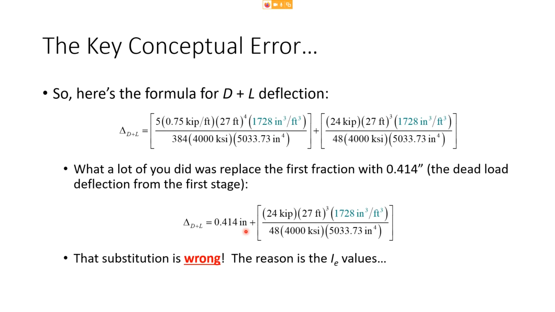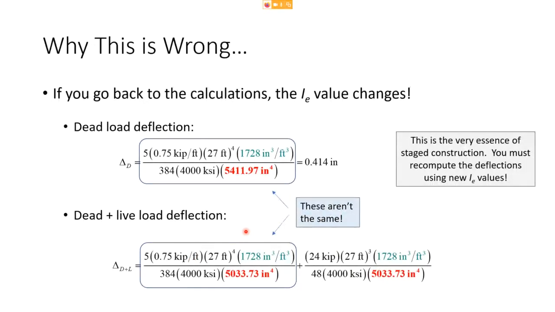You can't say, well, I don't really feel like chugging all that out, so I'm just going to use my old deflection value and plug and chug. That doesn't work. The reason why is because of your moments of inertia, your Ie values. What I did on the next slide is copy and paste the stuff from the last 2 slides. So if you look here, this is the formula for dead load deflection from stage 1. This is the formula for dead load deflection from stage 2.